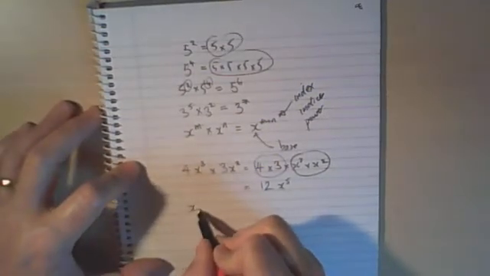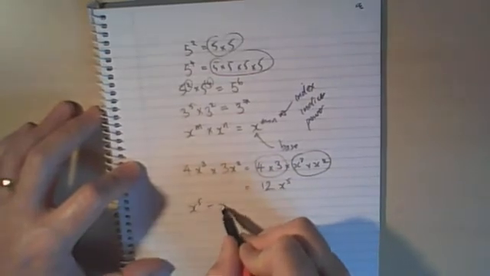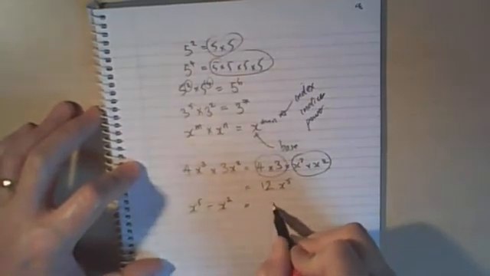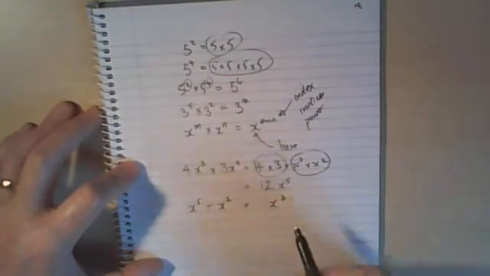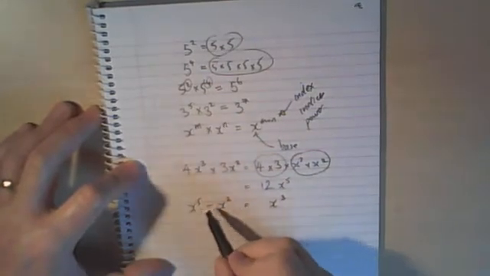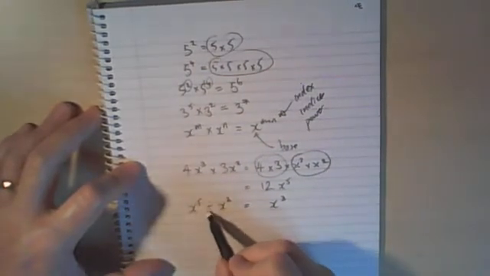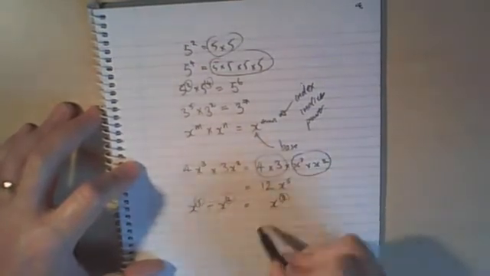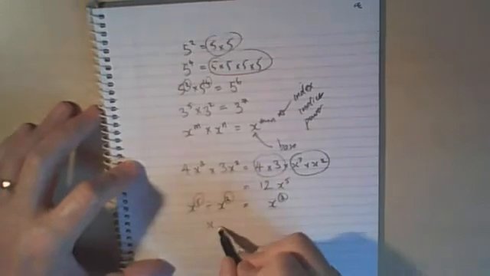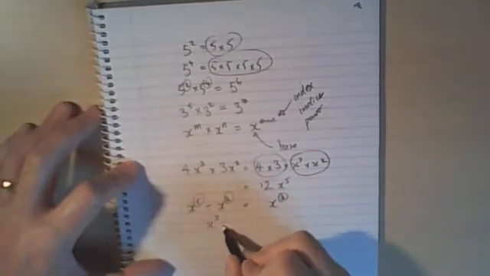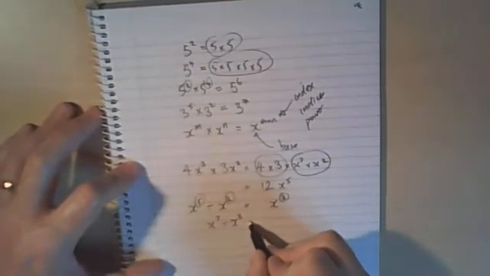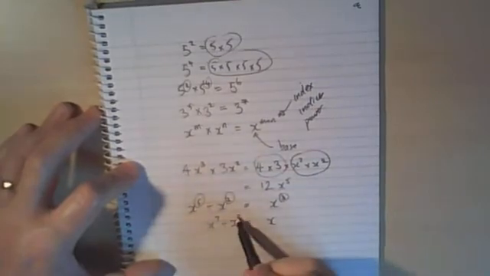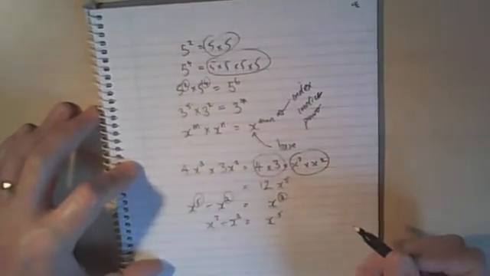If you're dividing, same idea. If you've got x to the power of 5 divided by x to the power of 2, you've got x to the power of 3. Because x to the power of 3 times x to the power of 2 is x to the power of 5, x to the power of 5 divided by x to the power of 2 is x to the power of 3. Again, what do we do? Let's take away. So x to the power of 7 divided by x to the power of 2 is x to the power of 7 take away 2, which is 5.